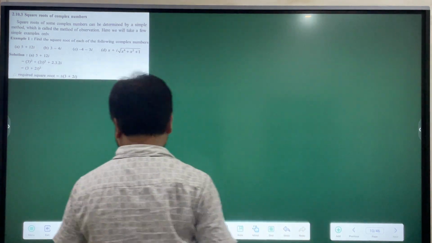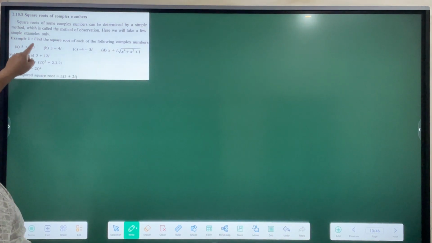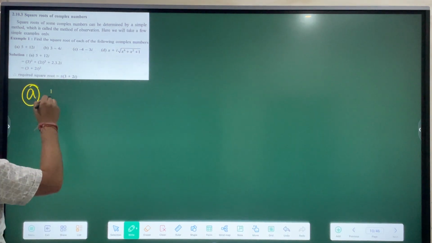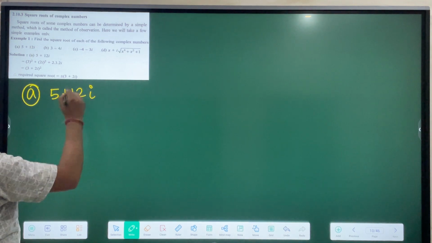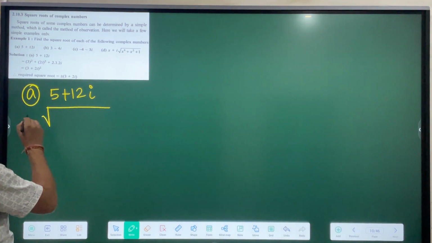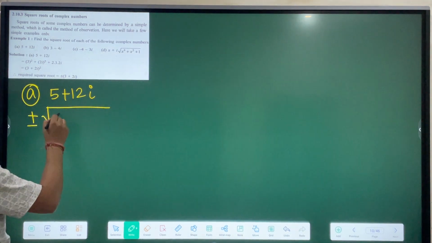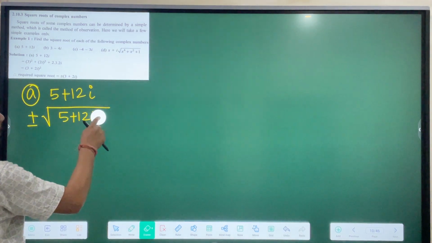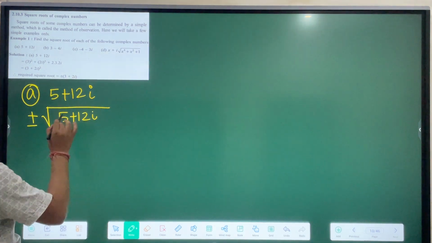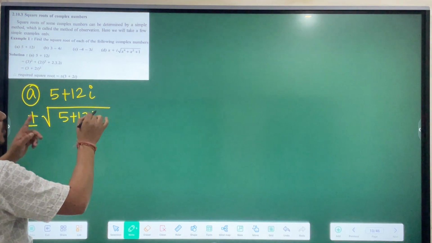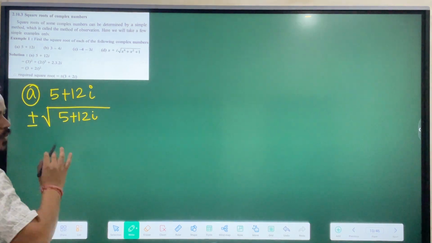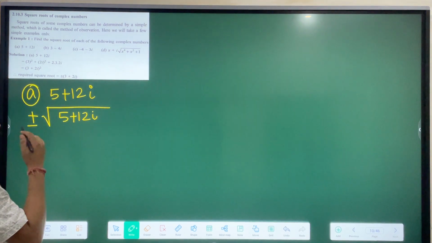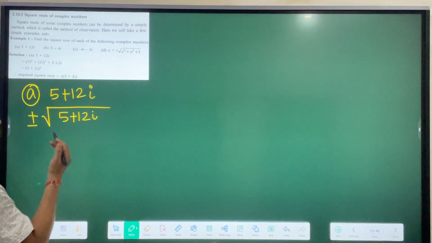Okay. So here, find the square root of each of the following complex numbers. Number A, 5 plus 12i. Square root of this means we have to find plus minus square root of 5 plus 12i. Here we have to try to get a whole square, so that square and root get cancelled, and we will get an answer. Now this is a little complicated. If you understand it once, you can do all the sums easily.